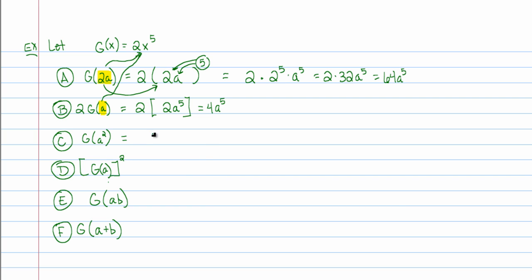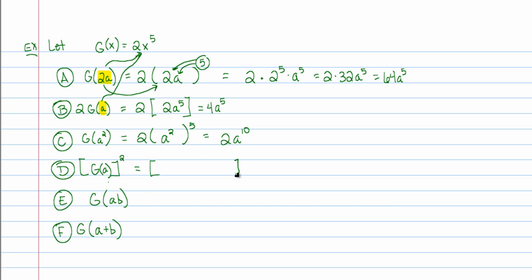Now let's look at g of a squared. Let's see, so it's 2 times junk to the 5th power, and that junk is a squared. A squared to the 5th power is a to the 10th. And g of a squared.